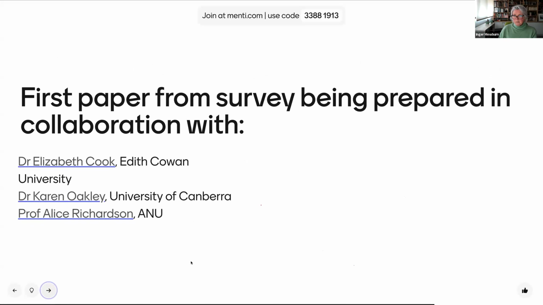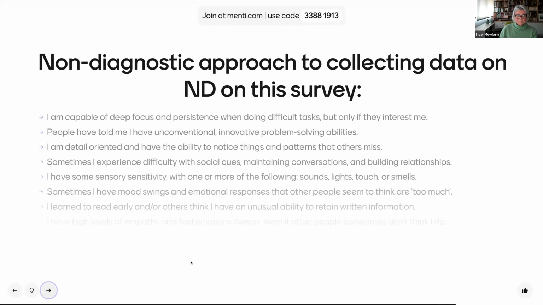The people of the broader research team who have been working on this paper are Elizabeth Cook at Edith Cowan, and Karen Oakley at the University of Canberra. Elizabeth Cook identifies as neurodivergent, and she also has a background in studying higher education. Karen is a psychologist with a specialism in treating trauma and ADHD. And Professor Alice Richardson, I call her the stats goddess of ANU. She runs our statistics consulting network.